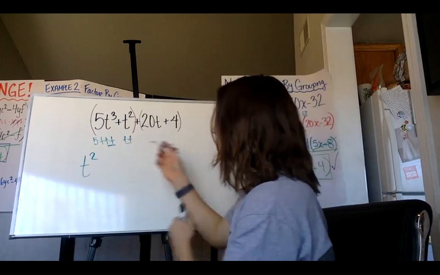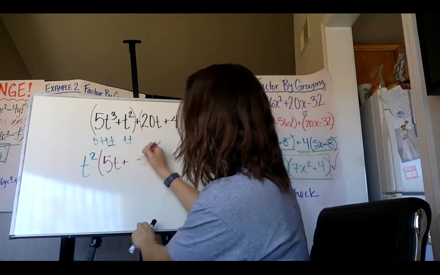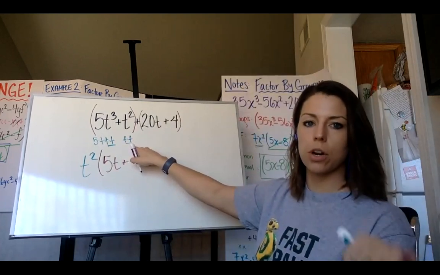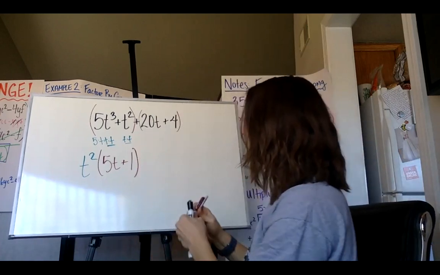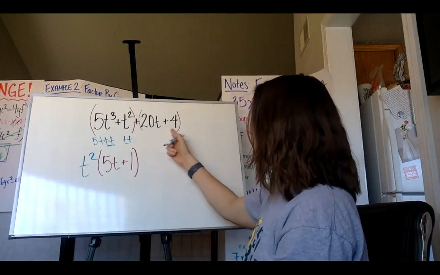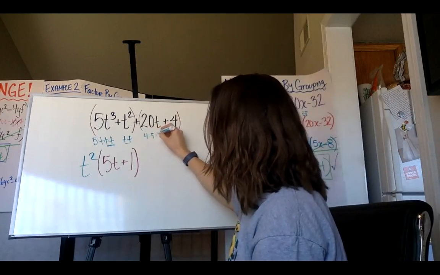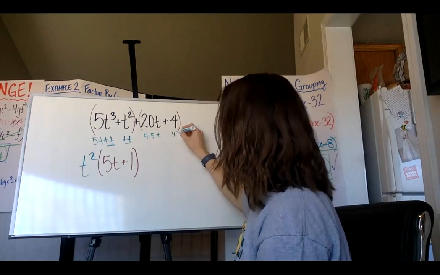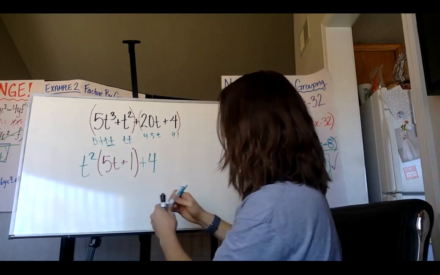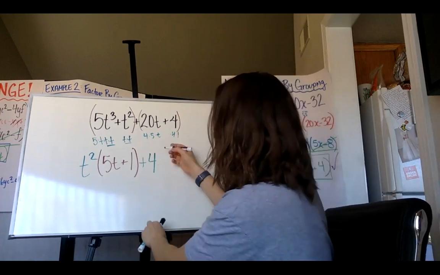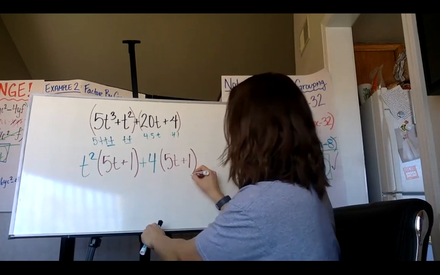When I factor out t squared from that first binomial, that leaves me with 5t plus, wait a minute, I factored out the entire term. What does that leave me with? That leaves me with 1. Second binomial, I know 4 goes into both. That's 4 times 5 times t, and this is 4 times 1. So when I take out a positive 4, that leaves me with 5t plus 1.